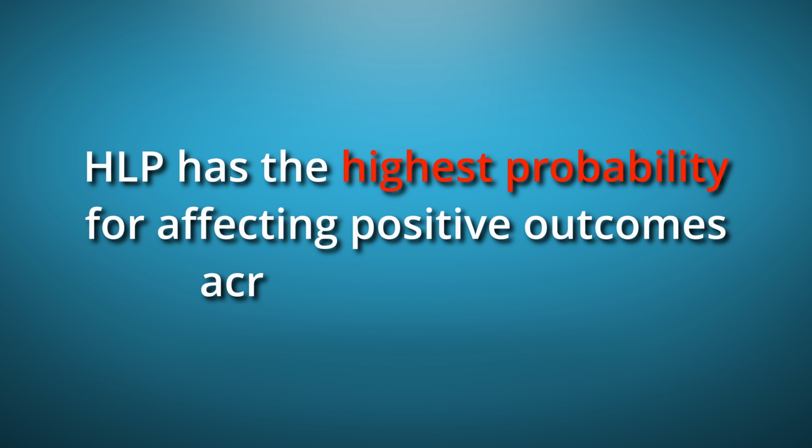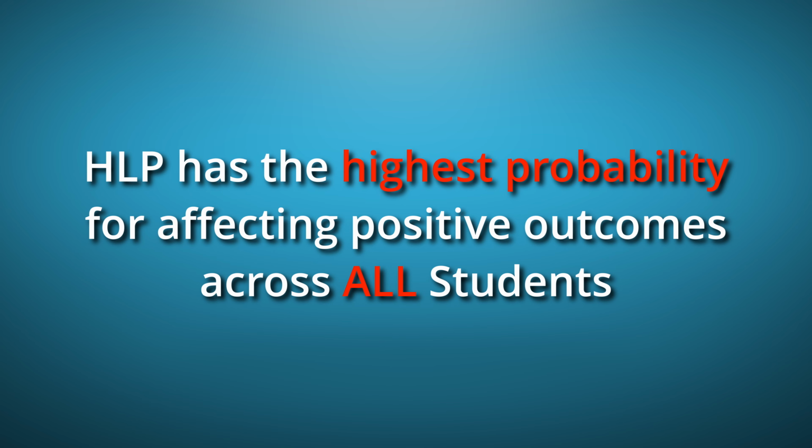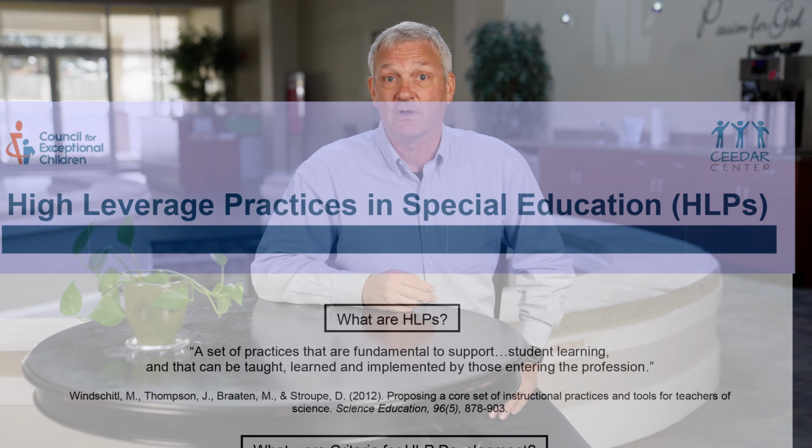Second, because the great majority of students with disabilities are educated in general education classrooms, HLPs represent the highest probability for affecting positive outcomes across all students. In all, there are 22 HLPs that have been identified across the domains of collaboration, assessment, social-emotional, behavioral, and instruction. The full list is available in the resources section of this module.